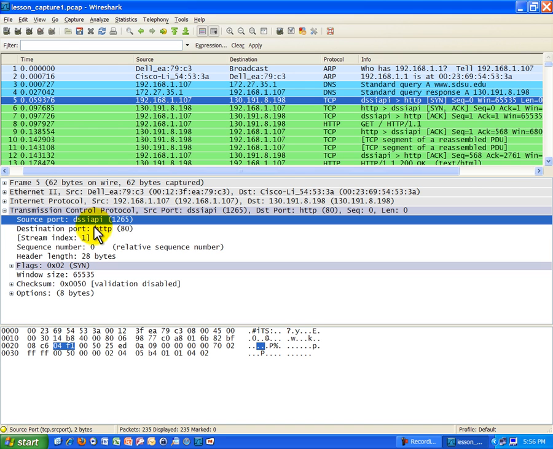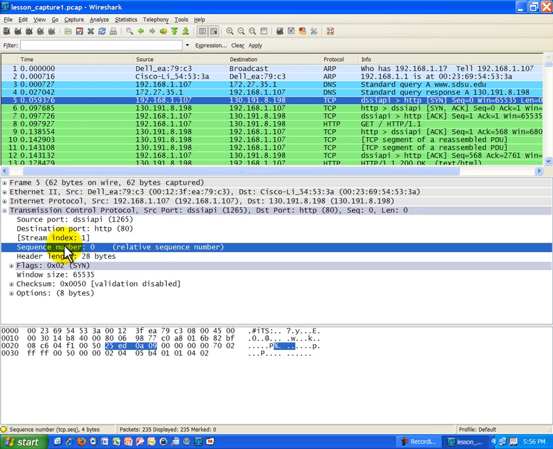So this is very similar to what we saw with UDP, but there's a lot more other information in here besides that. Here's the sequence number that I talked about. This is the first frame, frame number 5. This is the first frame in the TCP handshake, and that's always signified by a sequence number of 0. So you can see that.